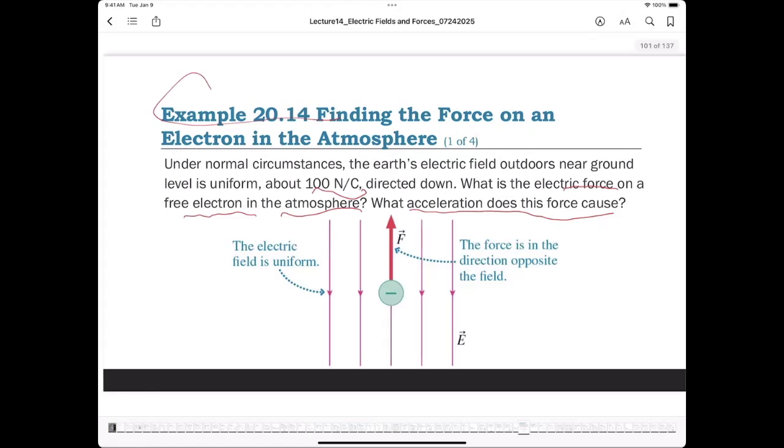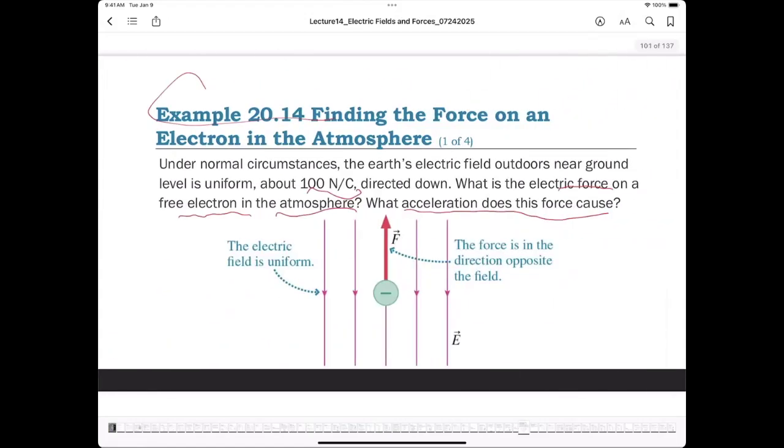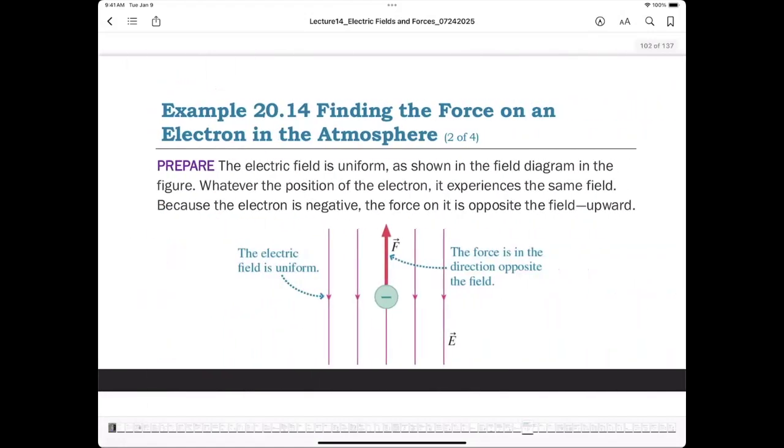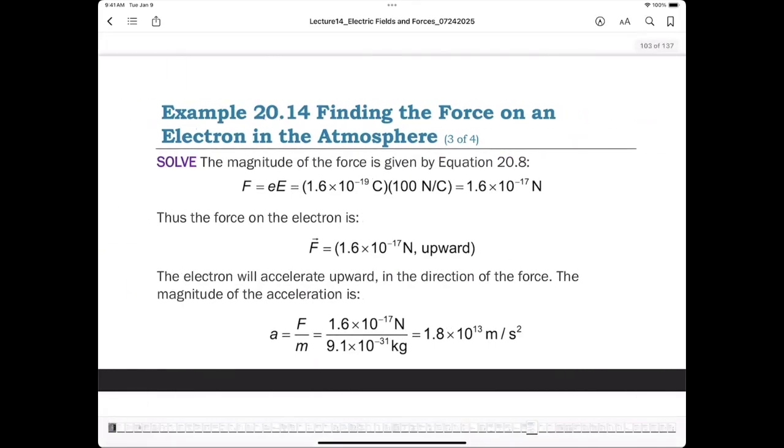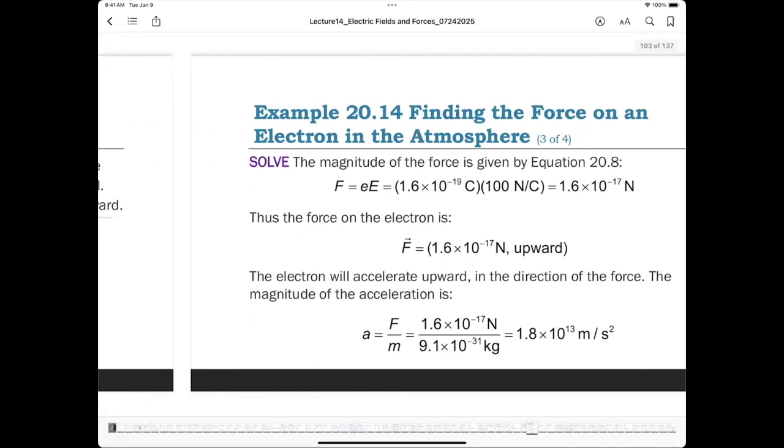Okay, we just need to use this equation here. The electric field is uniform. The force is in the direction opposite the field, because it is an electron. And the electric field is uniform as shown in the field diagram in the figure. Whatever the position of the electron, it experiences the same field. Because the electron is negative, the force on it is opposite the field. We actually talked about this in one question.